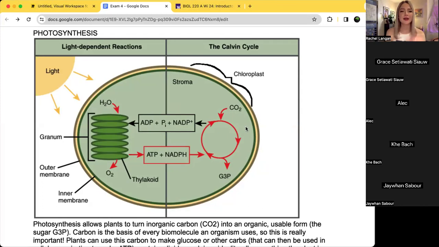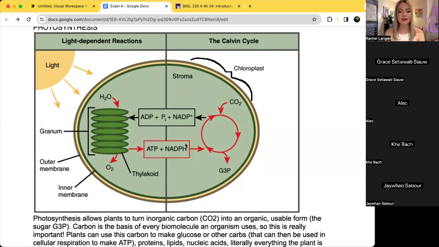Okay. Anyways, that's the big picture idea. And the reason I like this diagram is it shows you the dependence of the light reactions on the Calvin cycle, which is kind of backwards. I think a lot of people understand that you need the light reactions to make these two things in order to do this. But note that also, in order to do the light reactions, you need these molecules back from the Calvin cycle.